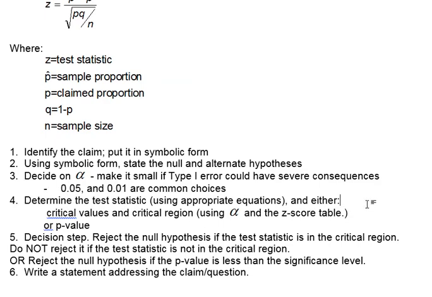So if you calculated the critical values, then you're rejecting the null hypothesis if the test statistic is in the critical region. If you chose instead to go the route of the p-values, you are rejecting the null hypothesis if the p-value is less than the significance level. And lastly, don't forget to write a statement addressing the claim or the question.